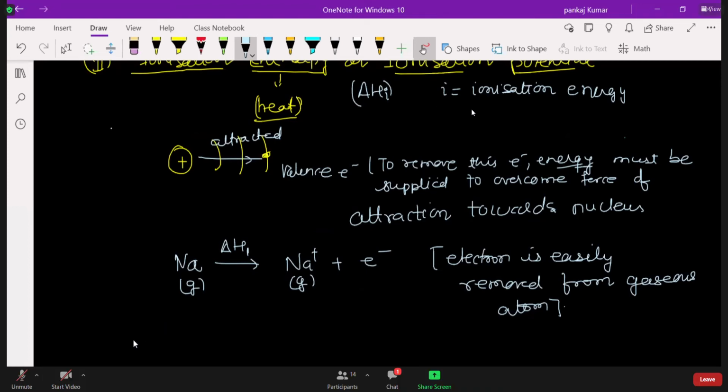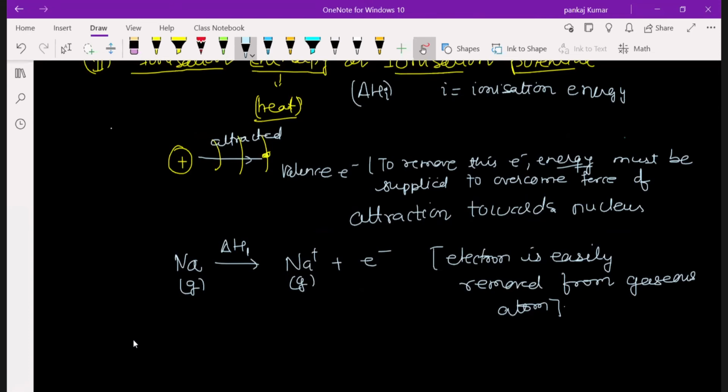Sir, what is the difference between ionization enthalpy and ionization energy? In electrochemistry, we have batteries, inverters, cells. These are part of electrochemistry. Conversion of electricity from a chemical reaction or redox reaction is called an electrochemical cell. Passing of electricity to convert into a redox reaction is called electrolysis.